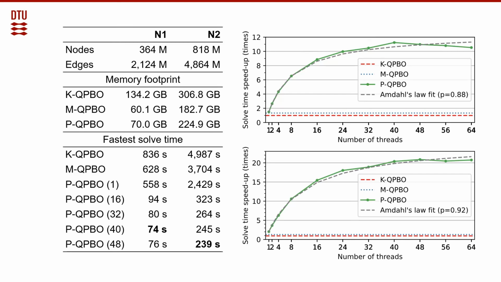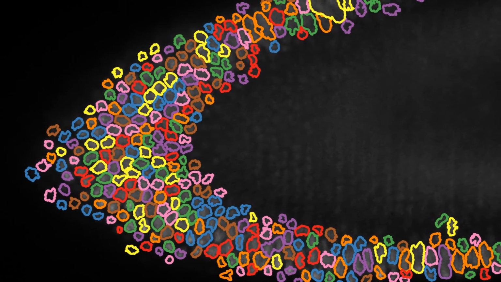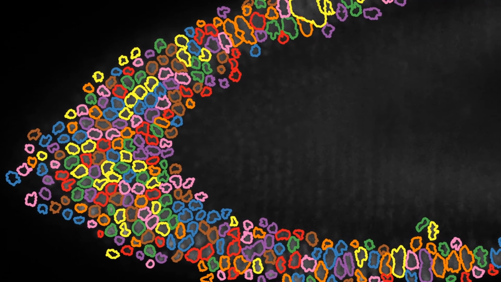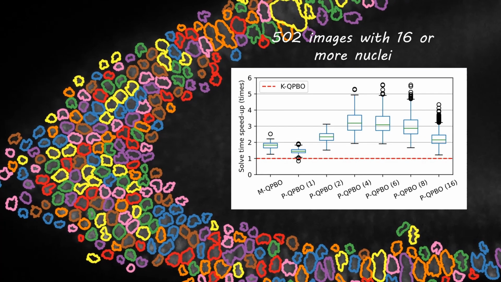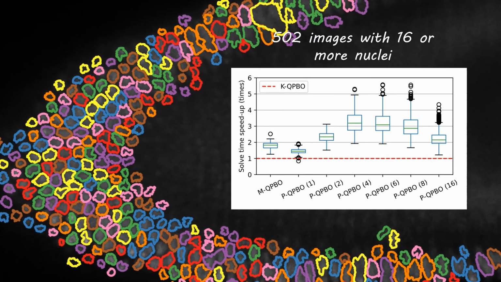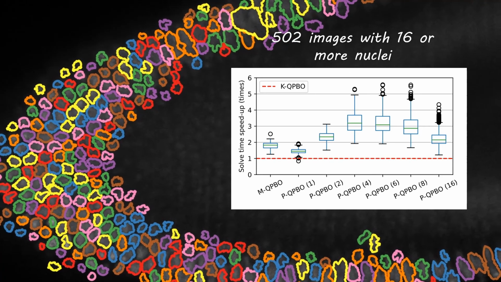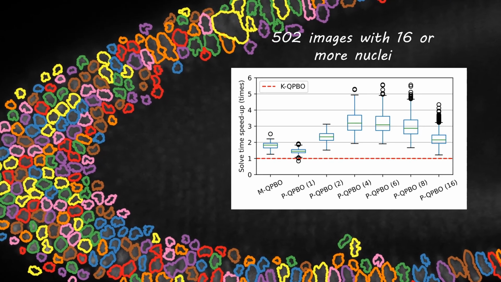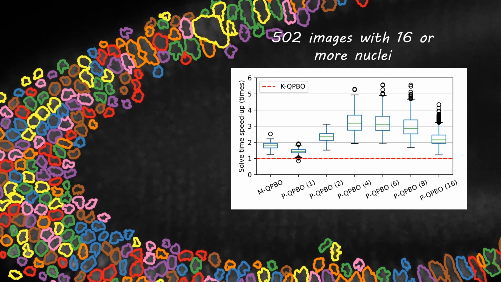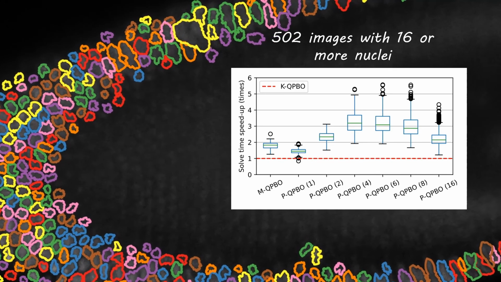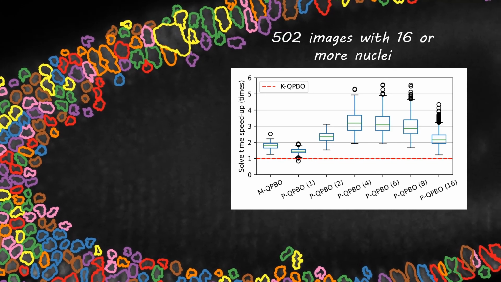threads. We've also tested PQPBO on a set of 670 smaller image segmentation tasks, of which 502 have 16 or more nuclei. PQPBO is consistently faster than KQPBO for all 502 of these tasks, in most cases more than 3 times faster when using 4 CPU threads.